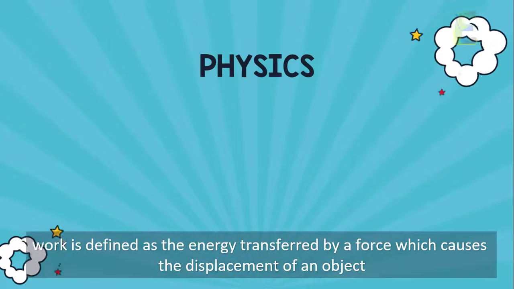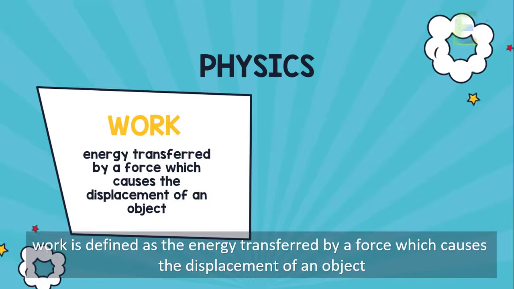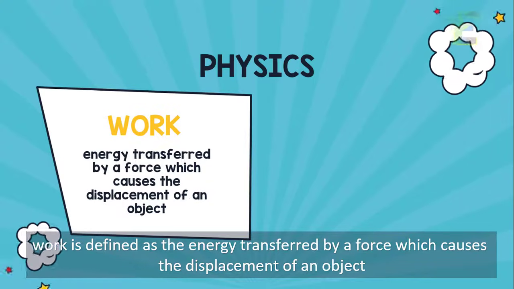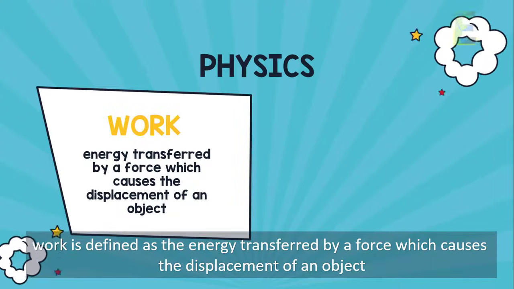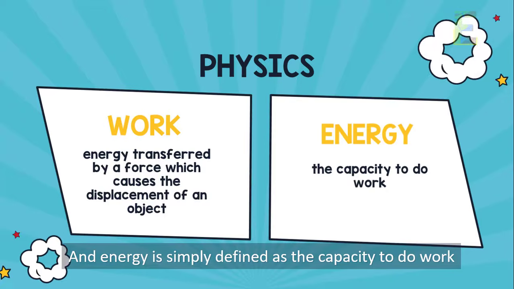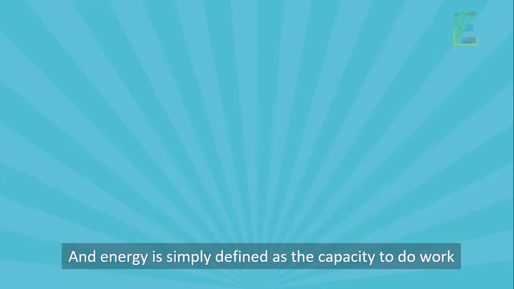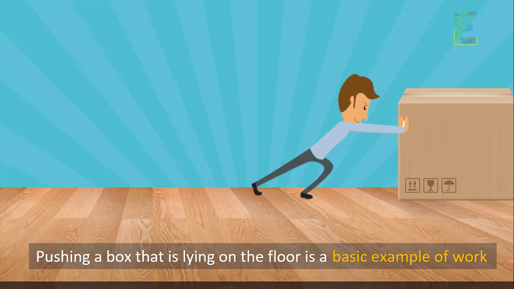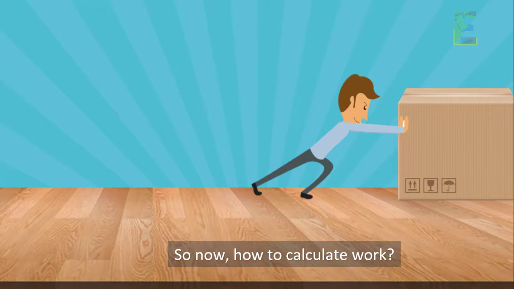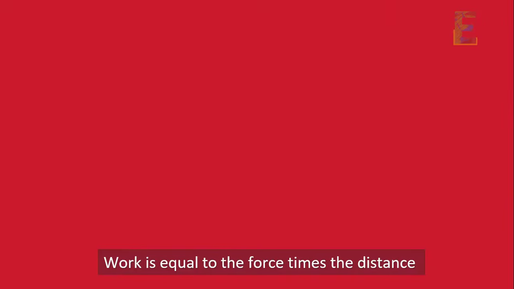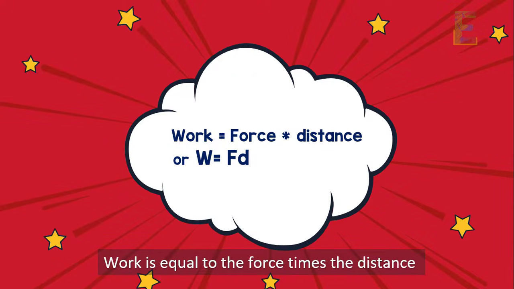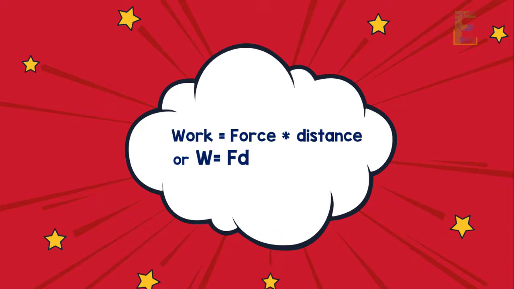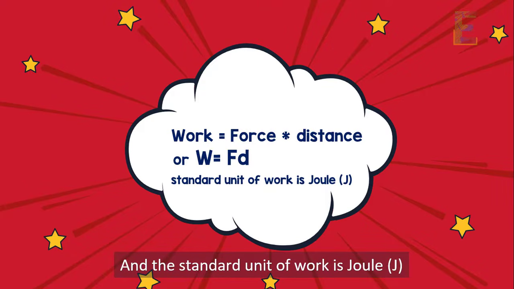In physics, work is defined as the energy transferred by a force which causes the displacement of an object, and energy is simply defined as the capacity to do work. Pushing a box that is lying on the floor is a basic example of work. So now, how to calculate work? Work is equal to the force times the distance, and the standard unit of work is joule.